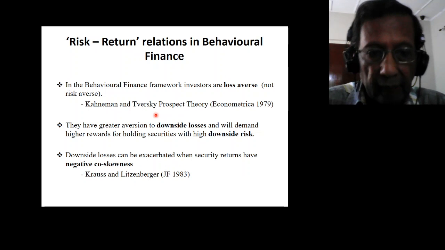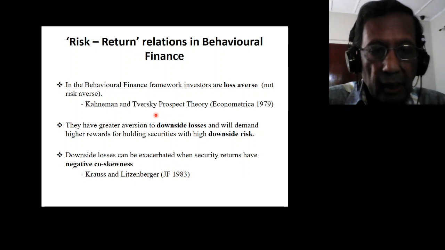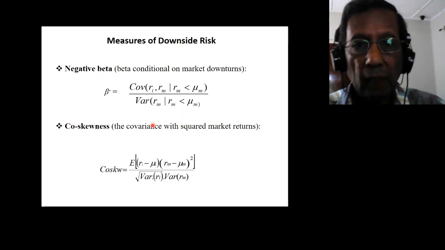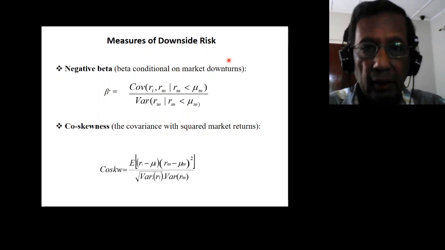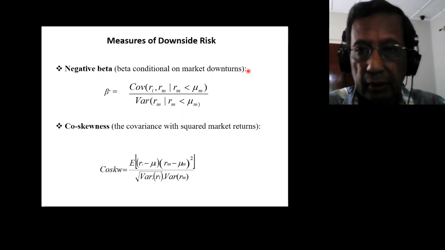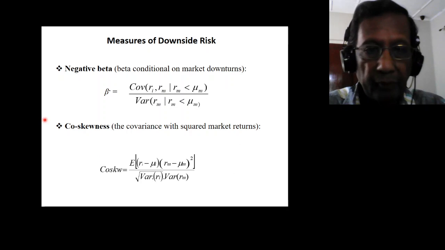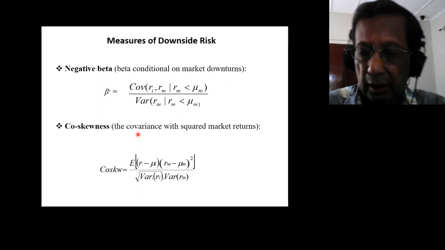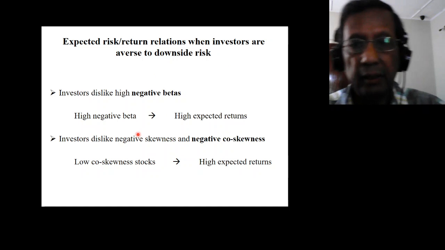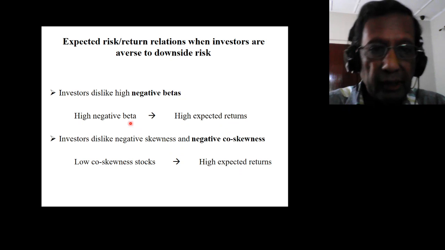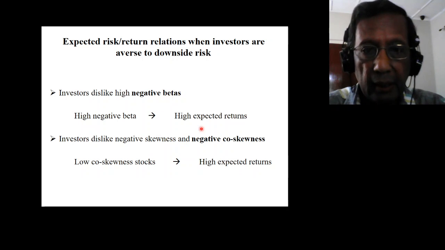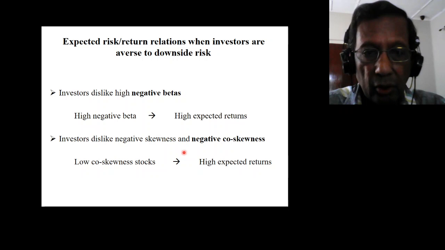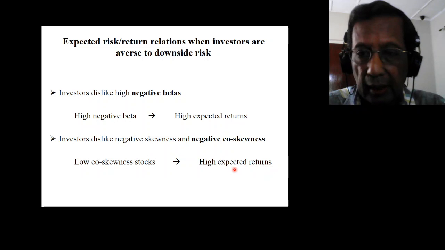And another way that you can have downside losses is with securities that have negative co-skewness. Okay, right. So we use these two measures to estimate downside risk. So we have the negative beta, which is beta conditional on market downturns, as you can see here. And then we have co-skewness that we calculate with this formulation, which is the covariance with squared market returns. So we can summarize the way that investors behave towards these downside risk measures. They will dislike securities with high negative betas, and they will expect high expected returns. And likewise, they will also dislike negative or low skewness securities, and so they will expect high expected returns for such securities.